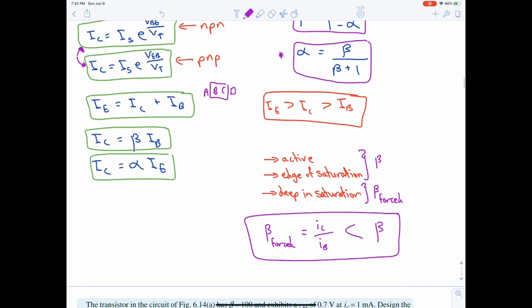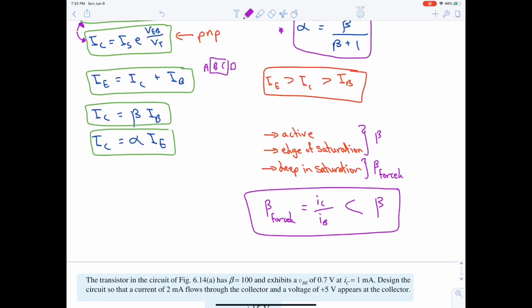Now, beta can be used only in two regions, active and edge of saturation. However, in saturation, you are not allowed to use beta. You have to use beta forced. Beta forced is always less than beta, and you can calculate it normally using IC and IB. It's IC divided by IB.